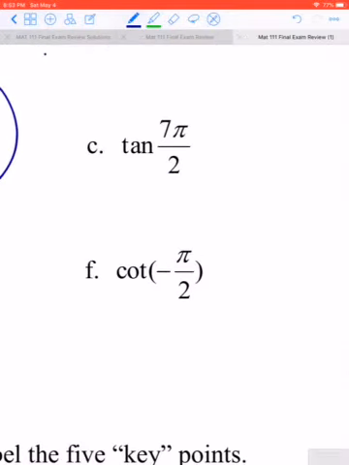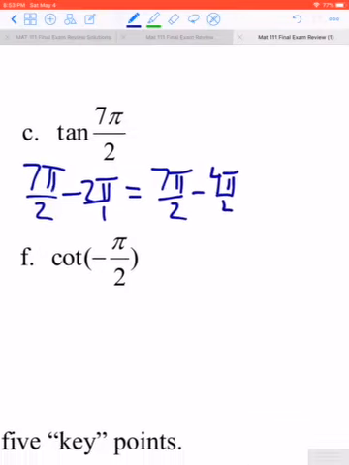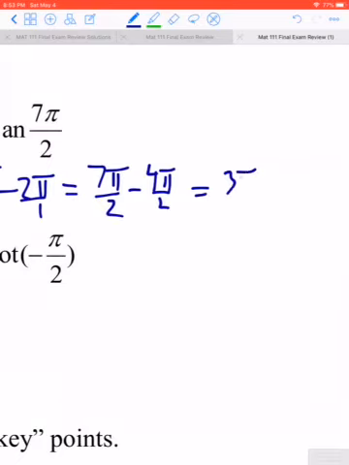The next one we look at is the tangent of 7 pi over 2. This one is not in the standard range. It's more than 2 pi. So we can find a coterminal angle by subtracting 2 pi, which is the same thing as 4 pi over 2. This would be 7 pi over 2 minus 4 pi over 2, which is going to give us 3 pi over 2. We know that trig functions of coterminal angles have the same values, so this is equal to the tangent of 3 pi over 2.